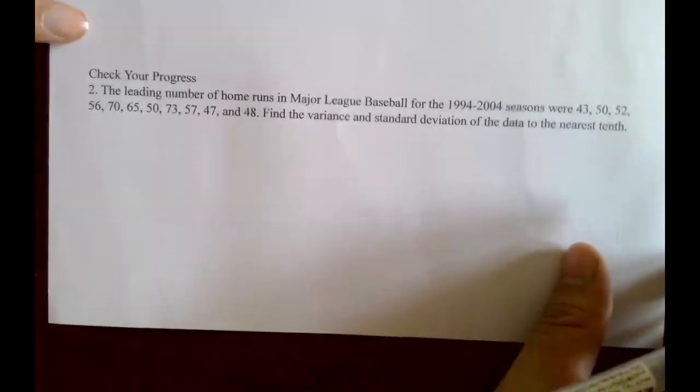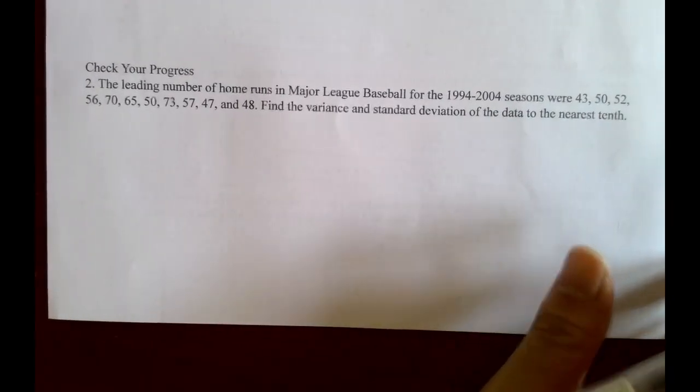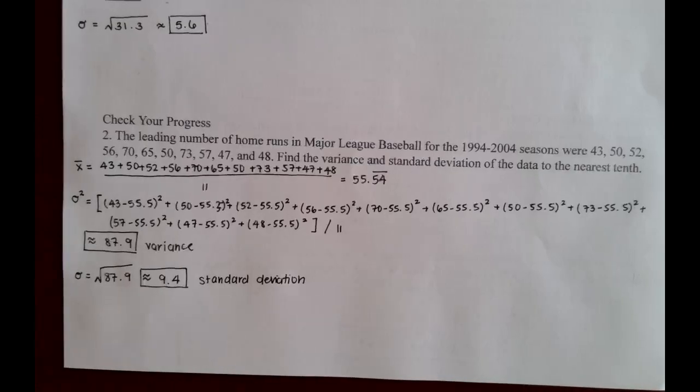So why don't you try CYP2, and then once you're done, come check the answer. Okay, so for the variance, you should have gotten approximately 87.9, and for the standard deviation, you should have gotten approximately 9.4. Okay? If you got that right, you can get started on your homework. If not, here is your explanation.